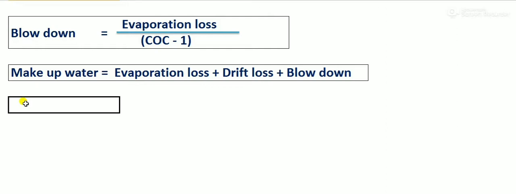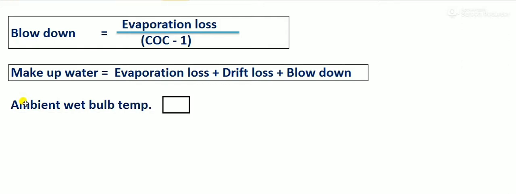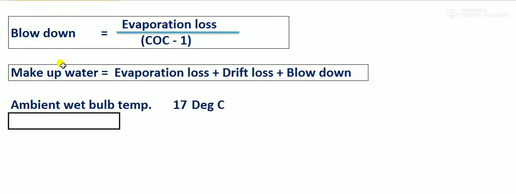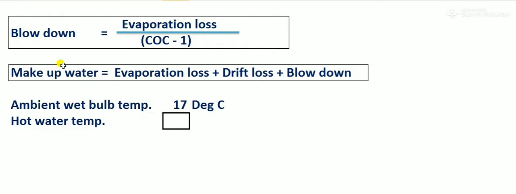So first is the ambient wet bulb temperature. Wet bulb temperature is 17 degrees centigrade. What are the data we require for the calculation? Hot water temperature, the water which is feeding into the cooling tower, is 38 degrees centigrade.